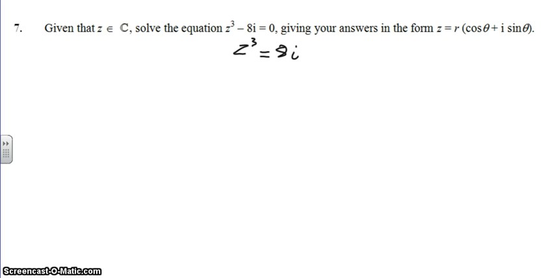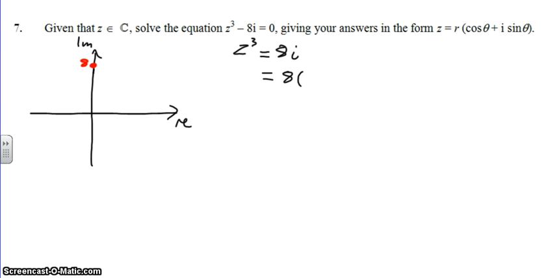The second thing I hope you would all do is draw an Argand diagram. Complex numbers are so much easier if you can see what you're trying to do. So draw a quick sketch of an Argand diagram. 8i is there. So as we can see here, this angle is pi by 2, so that's 8 brackets cos pi by 2 plus i sine pi by 2.